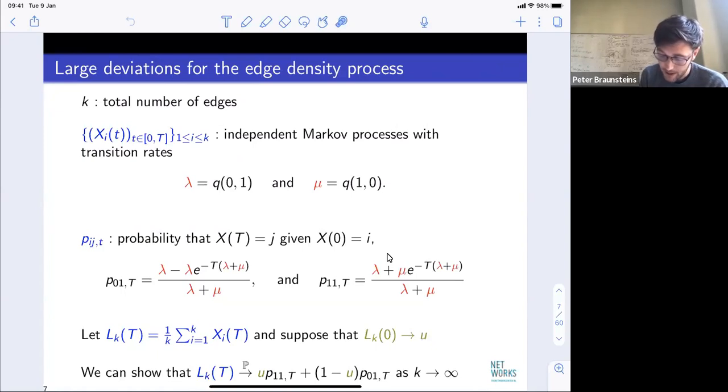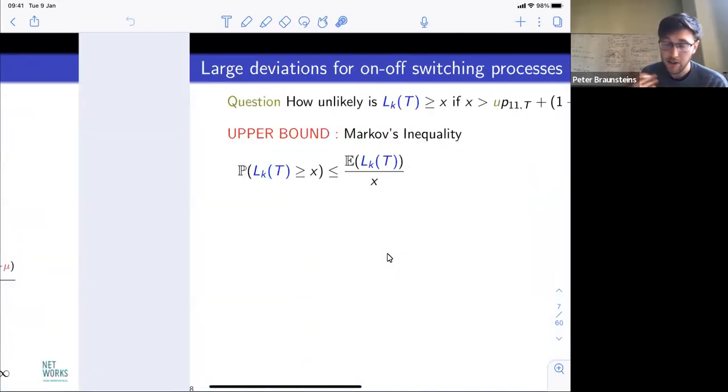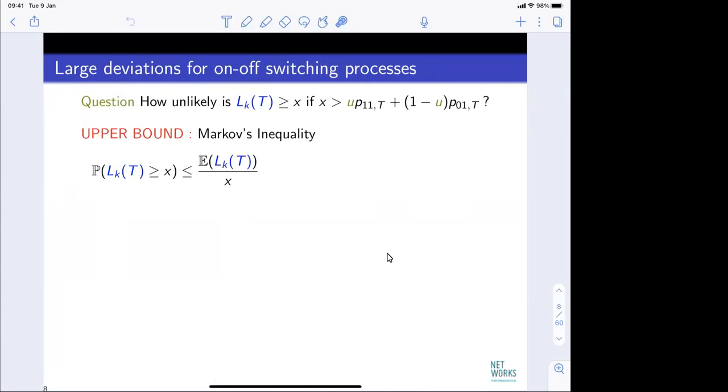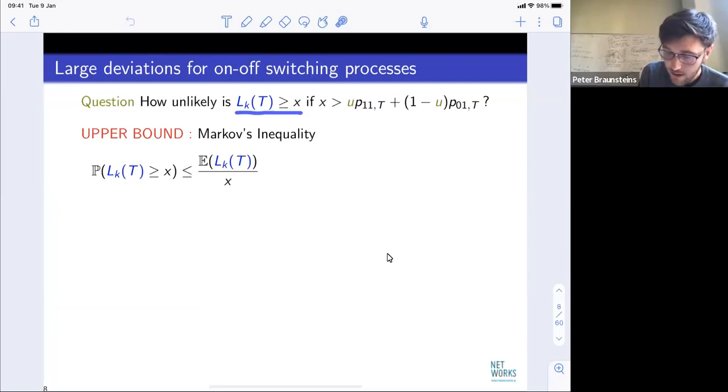We can show that as the number of edges goes to infinity, then the edge density at time t converges in probability to this value here, which corresponds to its expected value. But we're interested in large deviations. So we're interested in questions like, how unlikely is it that the edge density at time t is greater than or equal to x when x is some unusually large value for the edge density?